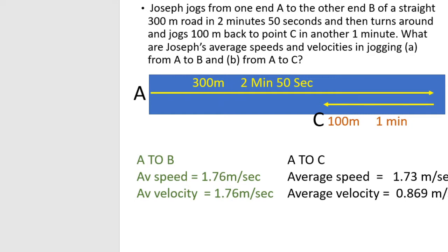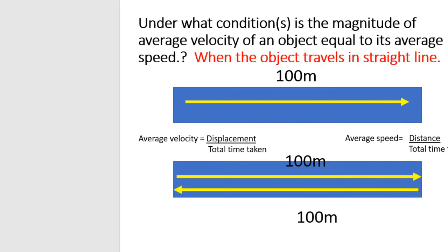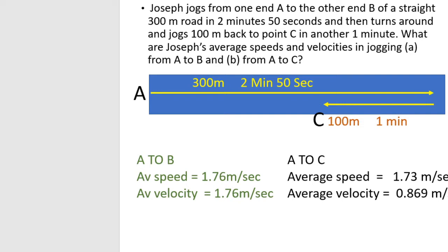If I have to tell you in this question, this is what we discussed. Only when the object travels in a straight line is the magnitude of average velocity and average speed going to be the same. And this is what we are learning here also. Both the average speed and average velocity are going to be the same if the object is traveling in the same direction and not changing its direction. Okay?